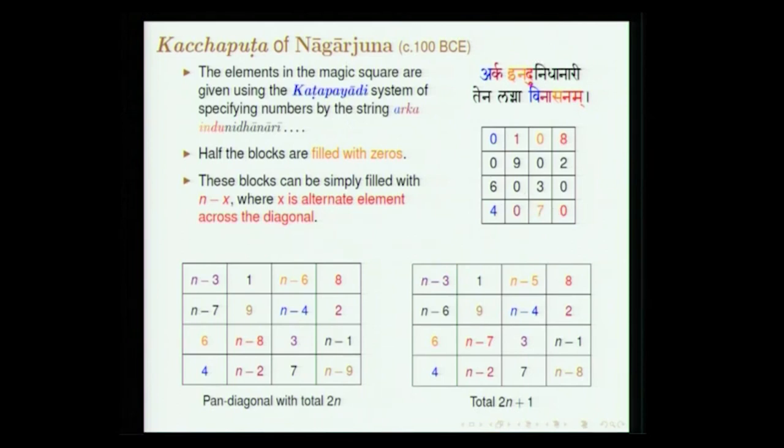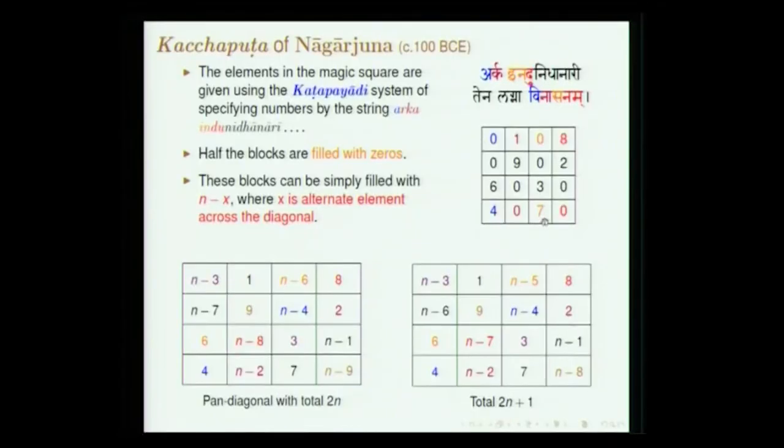What is the significance of this mnemonic? See here in this magic square, certain cells have been filled with 0 and certain cells are filled with numbers; exactly 8 cells are 0, 8 cells are filled with numbers. The cells which have been filled with 0 can be filled with N minus something. For instance, if this cell has 6, I put N minus 6 here, and where you find 2, I put N minus 2 here. If you fill it in this way, you will see that this turns out to be a pan-diagonal magic square whose sum is 2N.